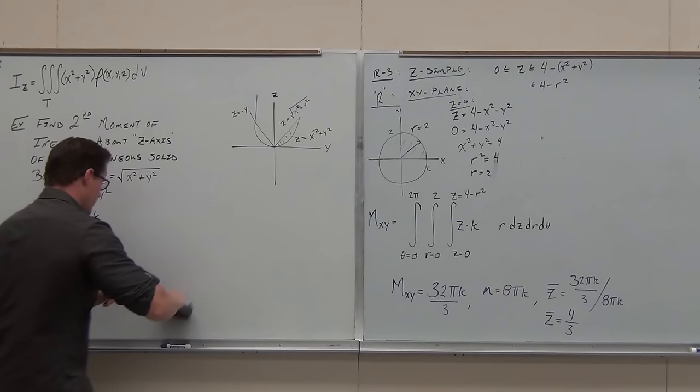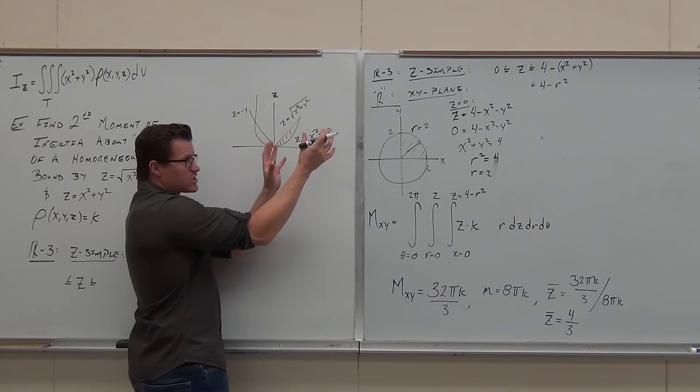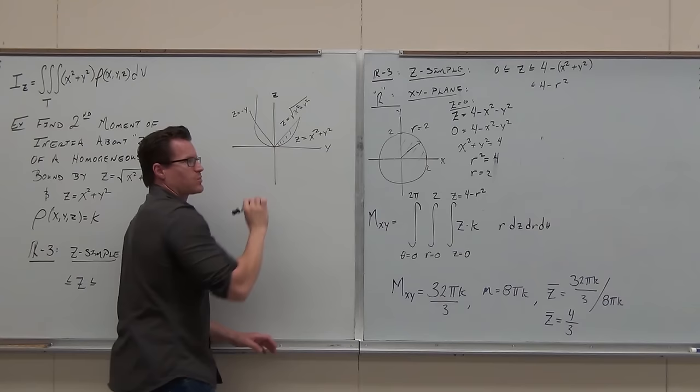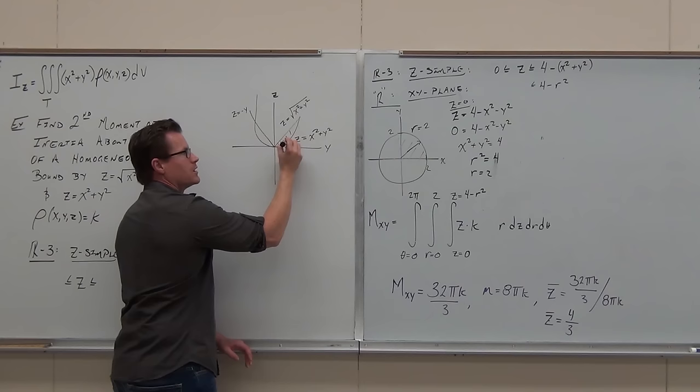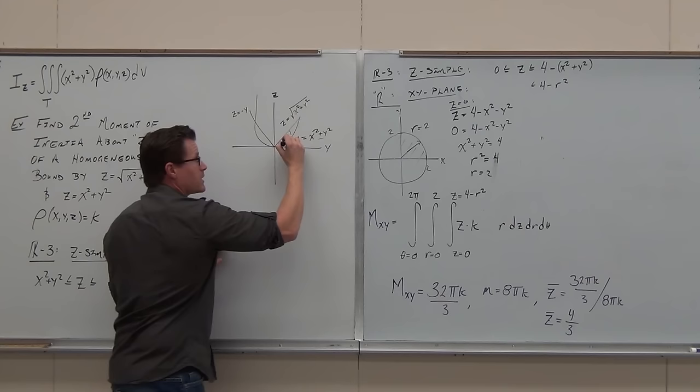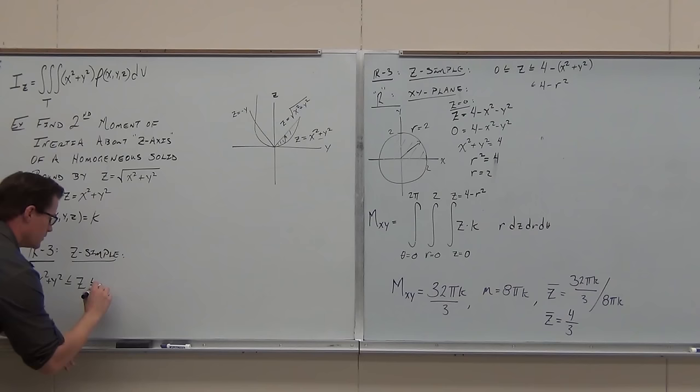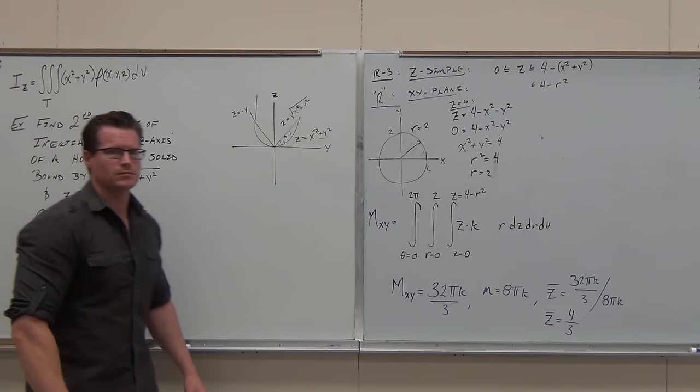I know that z has to be matched between two functions of z equals stuff, x's and y's. I'm going to go through my region along the z. That's why we do our dz first, and you hit the bottom one. You hit this one first. That means that z is matched between x squared plus y squared. And then we go through here, and we hit the top. What's the top one? Top one's the top one. Was that clear for you?